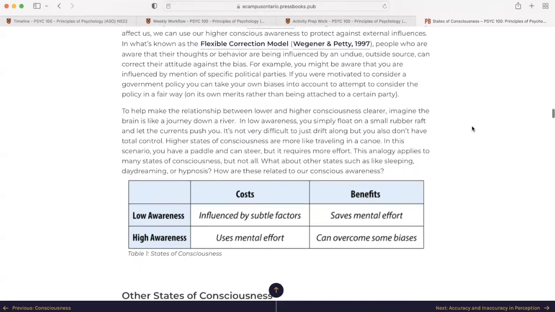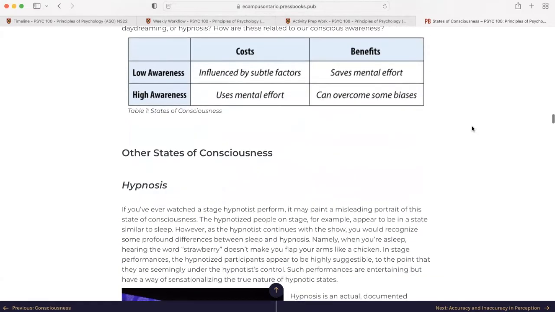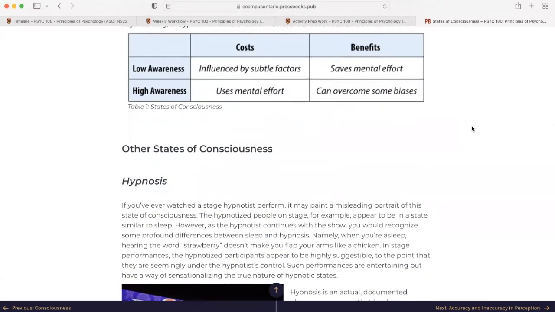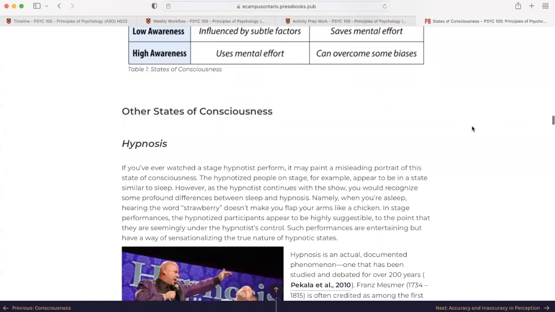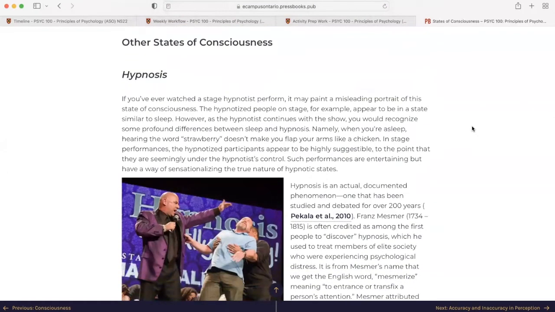I like that. There's a table on this page, if you're listening to this versus watching it on YouTube, that shows that under the costs, low awareness is influenced by subtle factors, and high awareness uses mental effort. And then the benefit: it saves mental effort on the low awareness and can overcome some biases on the high awareness. Sometimes the visual helps understanding different things a little bit better.